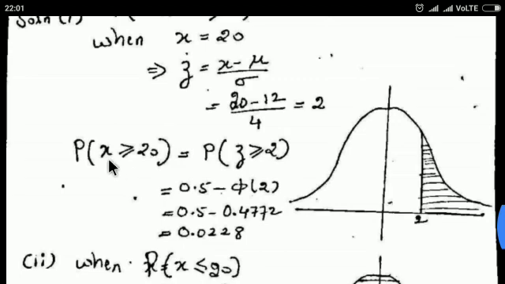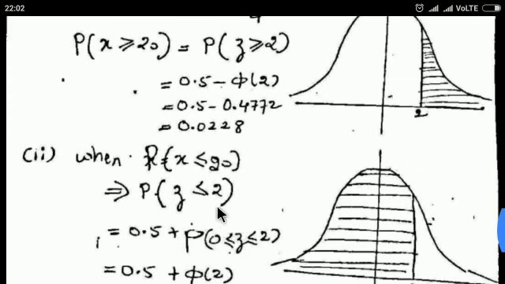So probability of x greater than or equal to 20 is the same as saying probability of z greater than or equal to 2. So this is the greater than or equal to 2 area. This I have to find. I need not worry about this left side portion. On the right hand side, this whole area is 0.5. But I am not interested in this blank portion. I am interested only in the shaded portion. So I will write it as 0.5 minus phi of 2. Hence it becomes 0.0228.